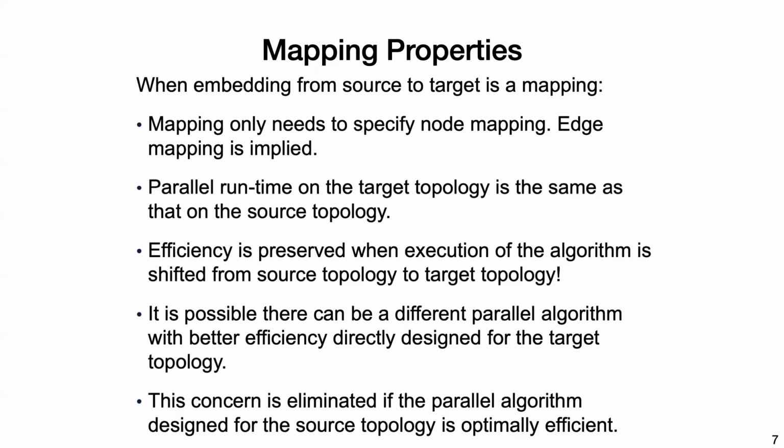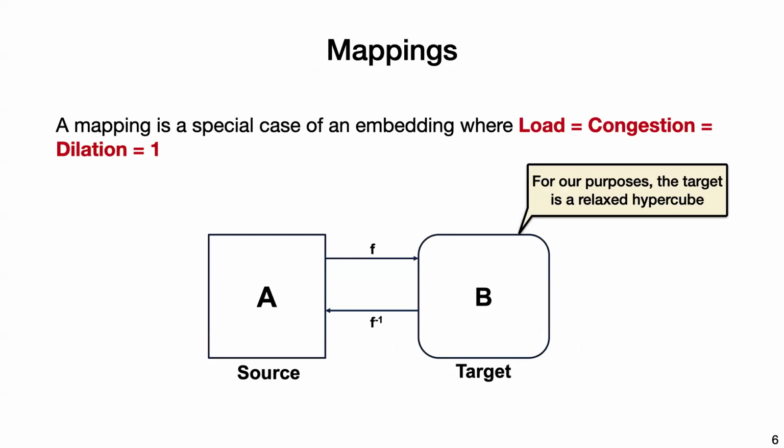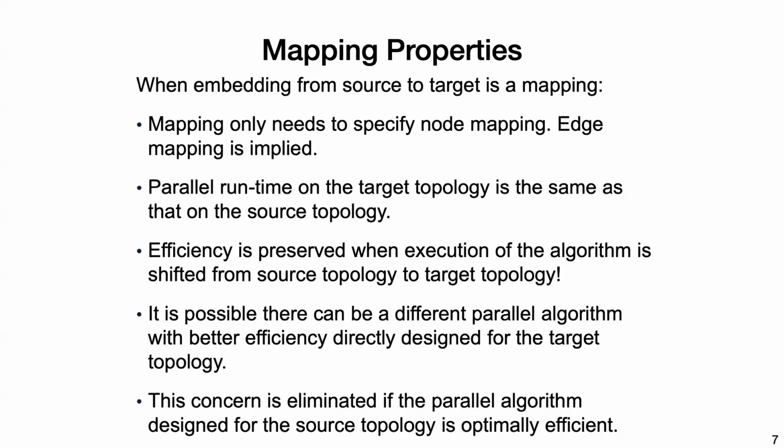And the efficiency is preserved when the execution of the algorithm goes from the source to the target, because of the property that the dilation, congestion, and load are all 1. So again, remember that communication was congestion times dilation. So 1 times 1 is 1, and the efficiency is the same. That is not to say that the algorithm is efficient. If an algorithm was inefficient in the source, it's going to be inefficient in the target topology. It's just to say that it will preserve the same efficiency.